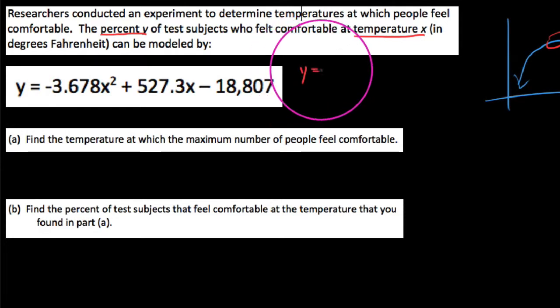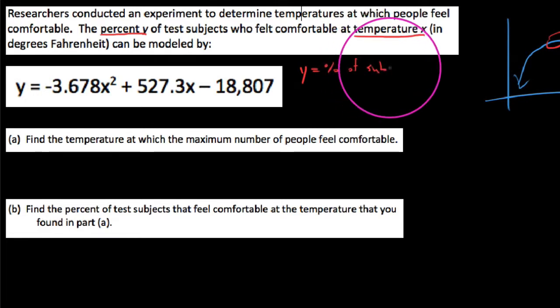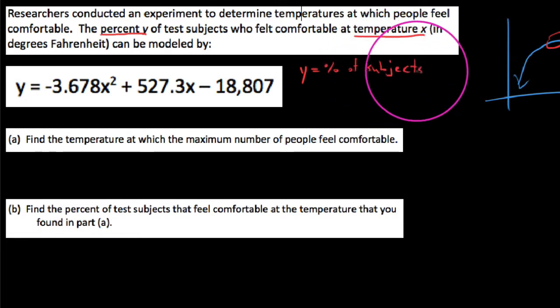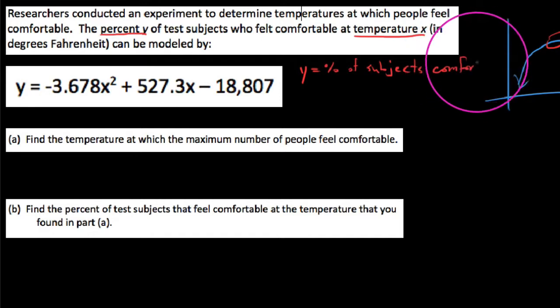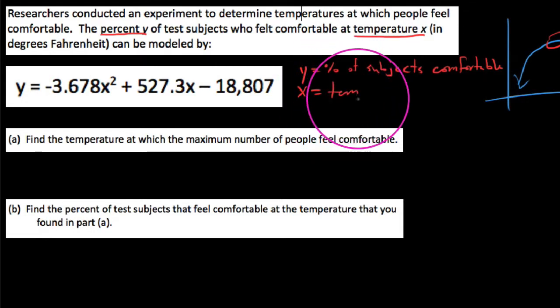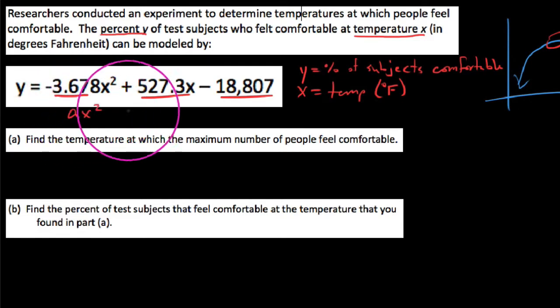So we say y is representing the percent of subjects that were comfortable. This is important, comfortable. And then x is equal to the temperature, and we're talking about degrees Fahrenheit. So this being said, what I want to do is this. We're not actually going to graph this, but we see that it is quadratic, and it is in standard form. We say ax squared plus bx plus c. Okay, this is our standard form of a quadratic.